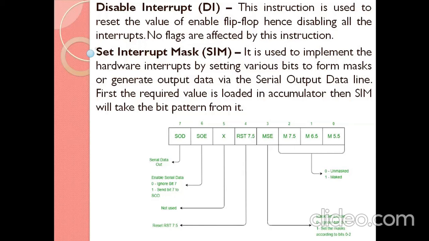When you store this in the register, for example take the first bit as M5.5. If this value is 0, it is called unmasked. If it is 1, it is masked. Likewise, the first 3 bits are used. MSE is used to enable the mask set. First, if you want to mask, you have to enable this pin. Next, if you want to reset 7.5, you can use 1. This bit is not used. These 2 pins are used for serial communication. This one enables the serial output, and this is used to send the serial output data.